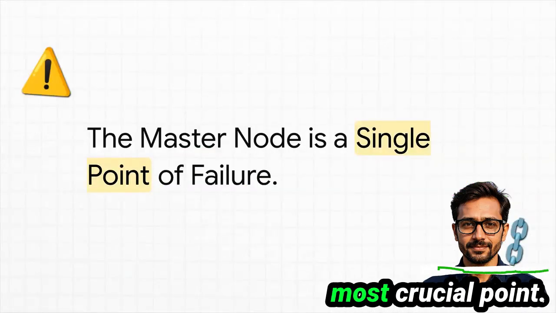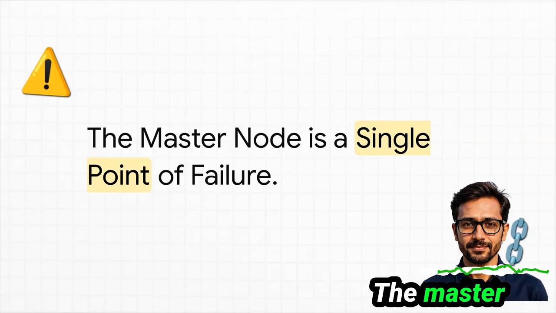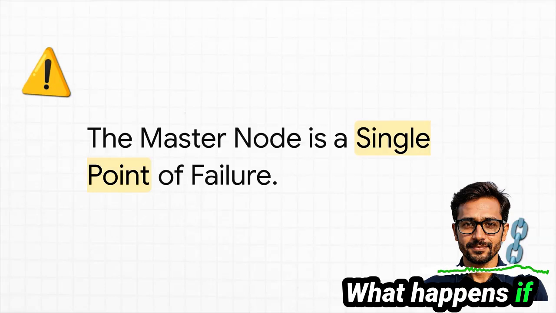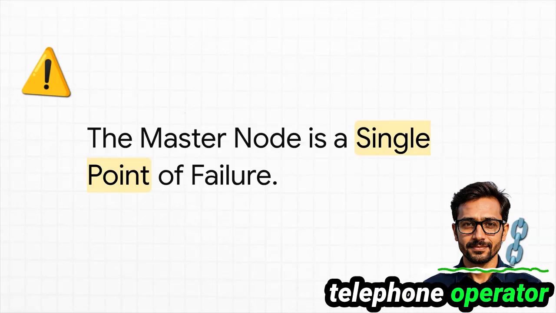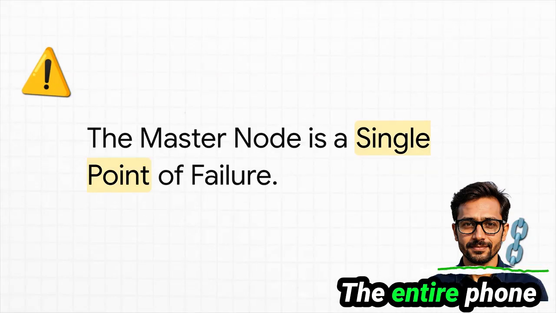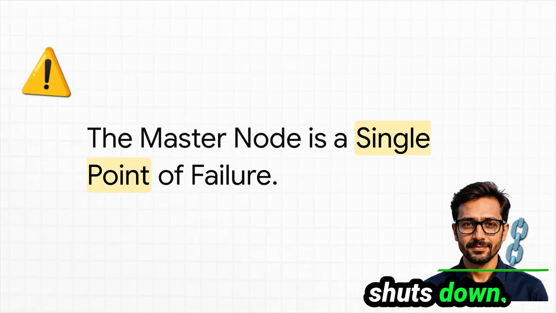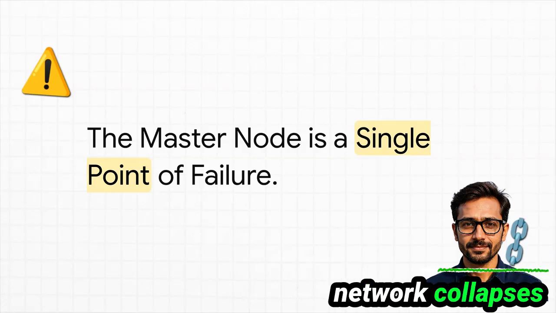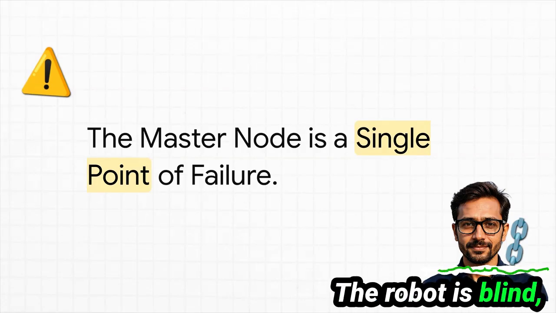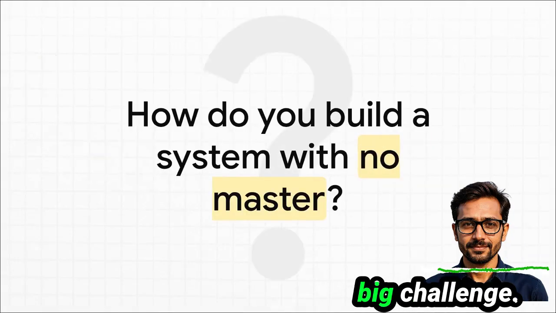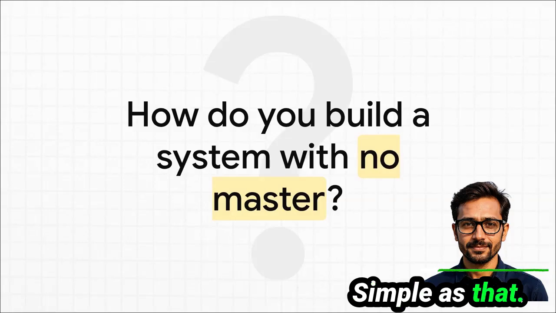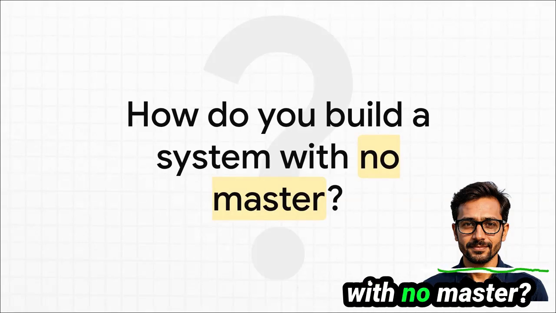So this leads to the most crucial point. The master node is what we call a single point of failure. What happens if your one and only telephone operator suddenly decides to go home? The entire phone network just shuts down. It's exactly the same here. If that master node fails, the robot's whole communication network collapses. Instantly, the robot is blind, deaf, and dumb. This was the big challenge. If the master fails, the robot fails. Simple as that.